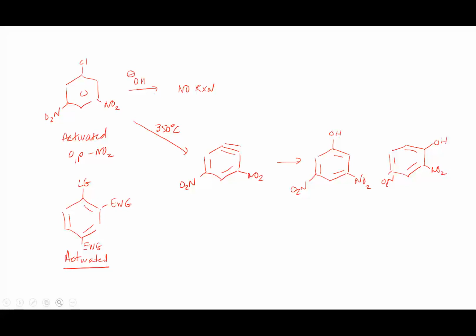So if it's activated, the mechanism I showed on Monday, where basically your nucleophile comes in, and then this pair of electrons moves over there, and then it moves back and kicks off the leaving group. That's the activated mechanism. If it's unactivated, then it goes through the benzyne. And if you have substituents on the ring, you're going to get two different products.